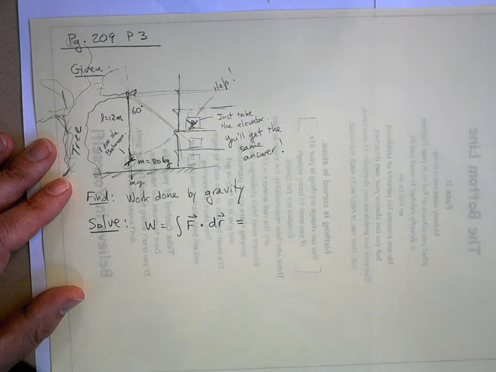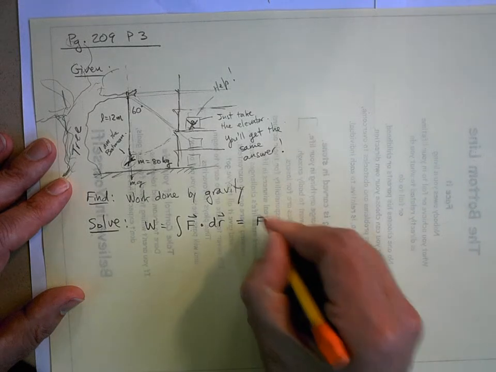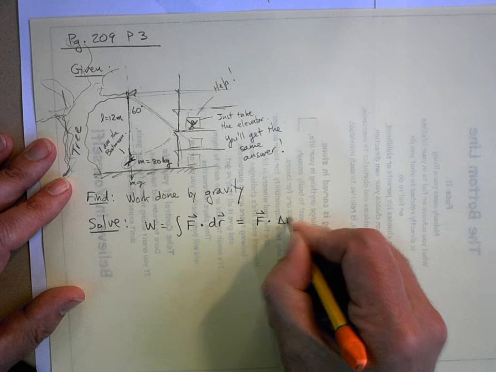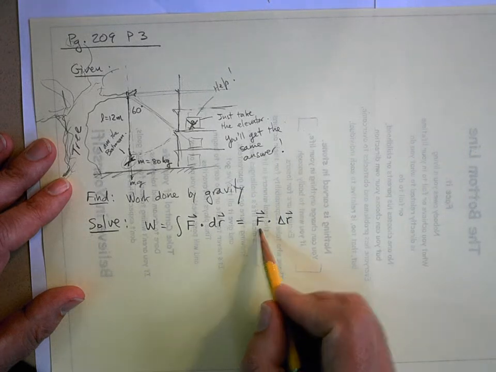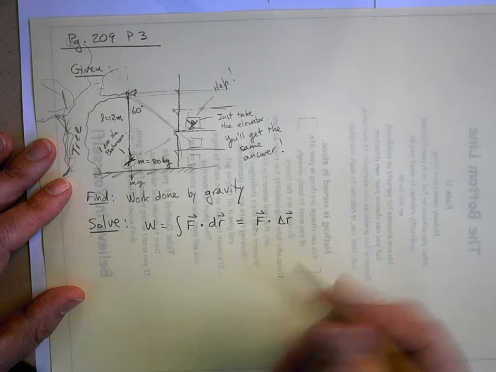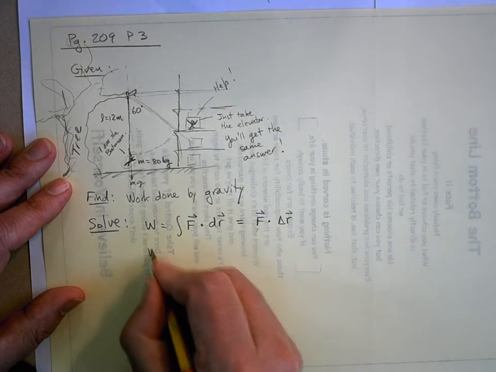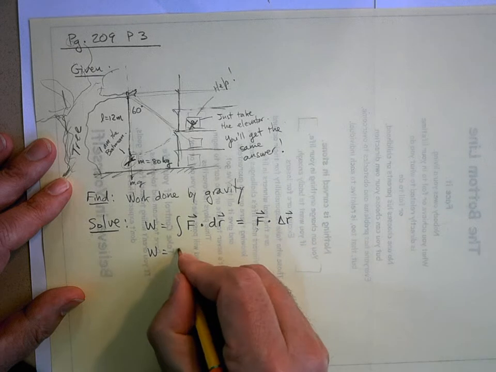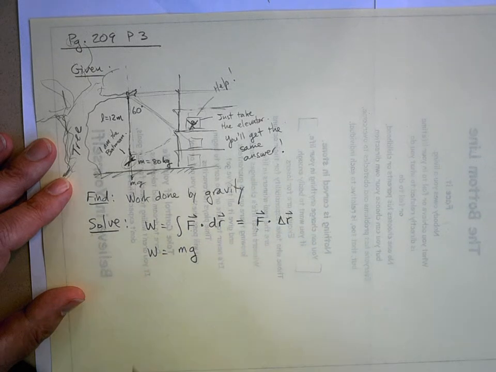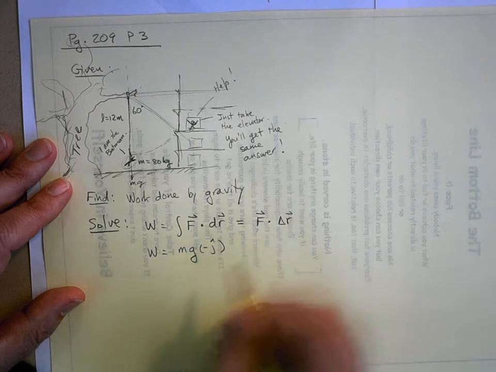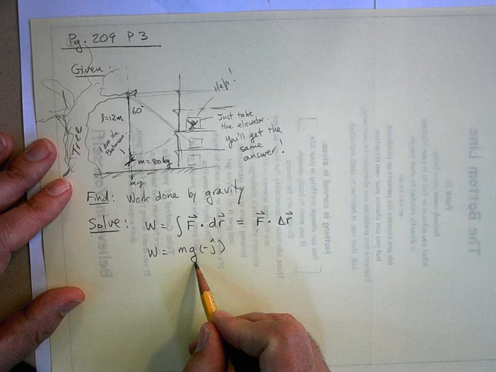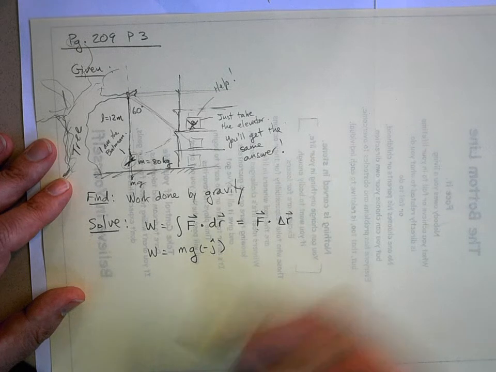Whenever you have a problem where the force is constant as you move through your displacement, you don't need to integrate. It'll just be F dot delta r. Now, if I look at this force, it's going to be mg, and that's going to be in the negative j hat direction. So I don't have to put negative 9.8 there, right? Because I put it in the negative j hat direction.